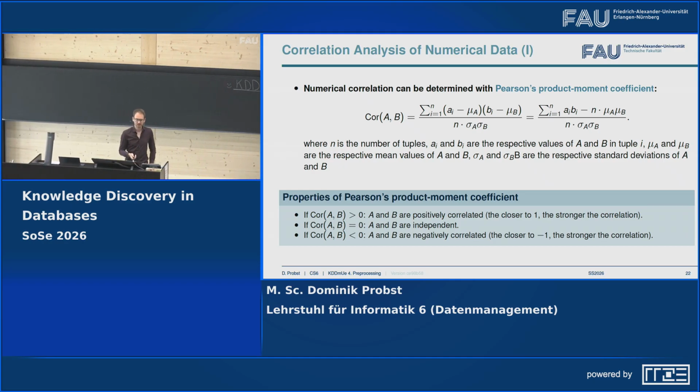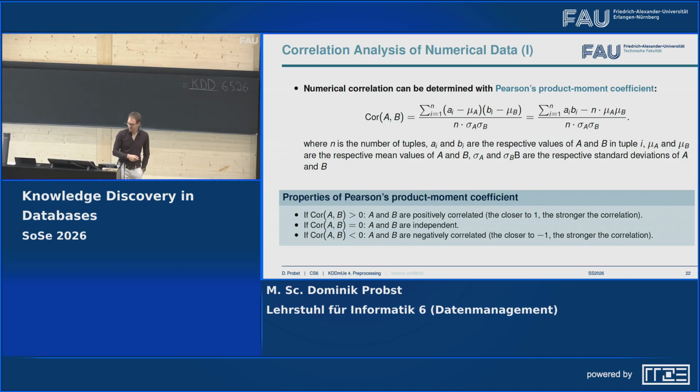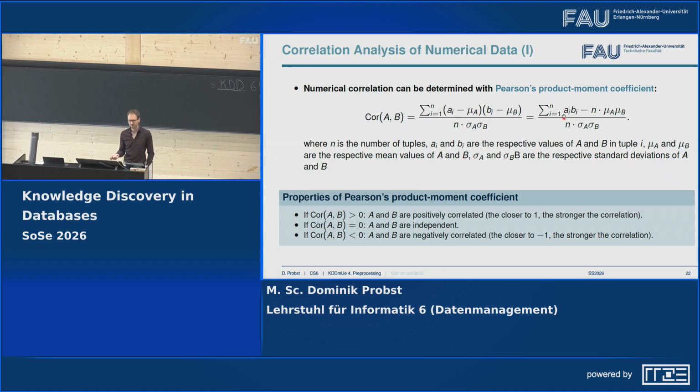It's simply a formula where we put in every value for A and B, subtract the mean of the respective column, so column A and column B, and divide the sum through the number of total tuples times the standard deviation of A times the standard deviation of B, which can be simplified to this formula: the value of A times the value of B minus n times the mean of both columns, divided through n times the standard deviations.